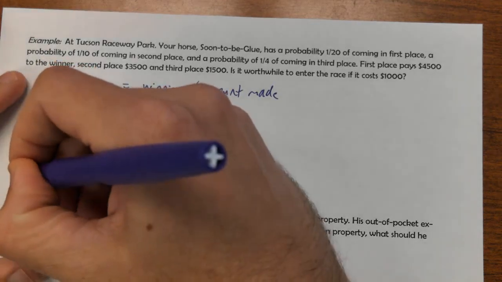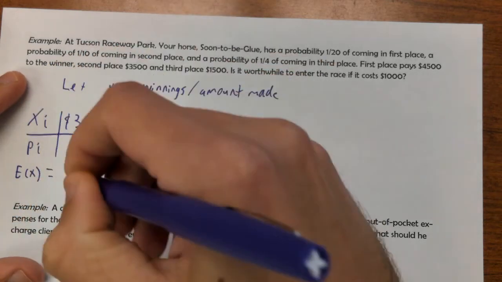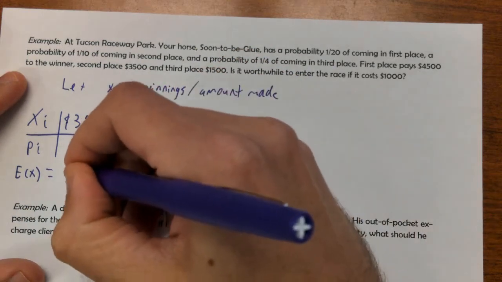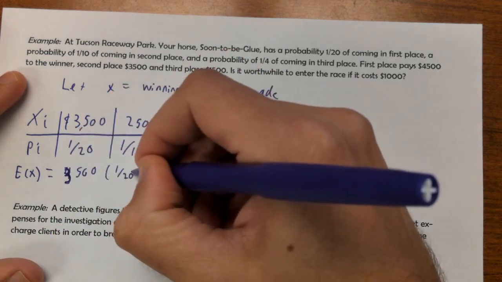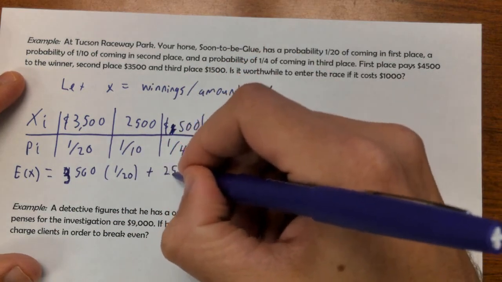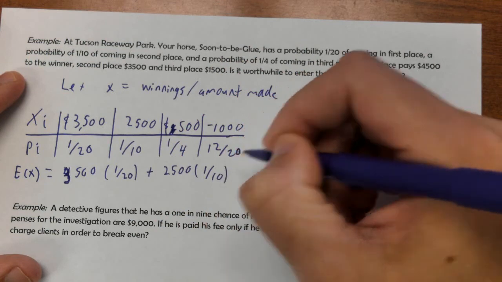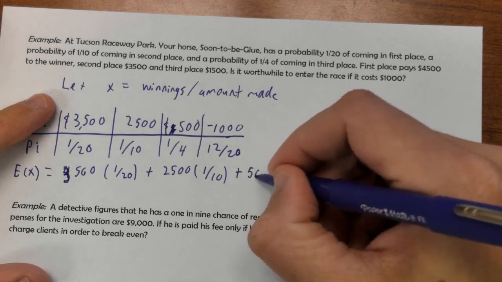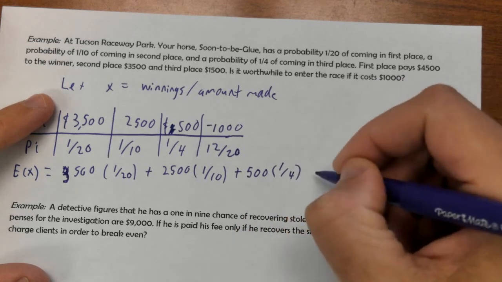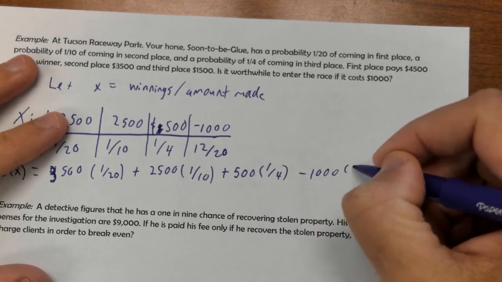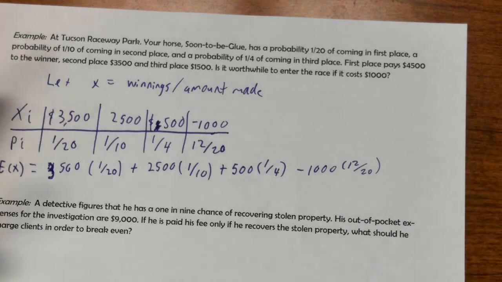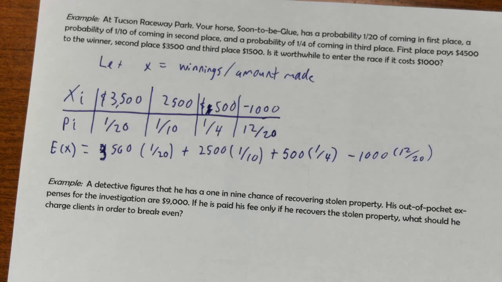So my earnings are going to be $3,500 times 1 out of 20, plus $2,500 times 1/10. When you see the key, you will see why I made a mistake there, because I am glancing at it just to make sure I've got everything right and to make things run more smoothly. There's a 1/4 chance that I win $500. And there's a 12 in 20, or 3 out of 5, chance that I lose $1,000.